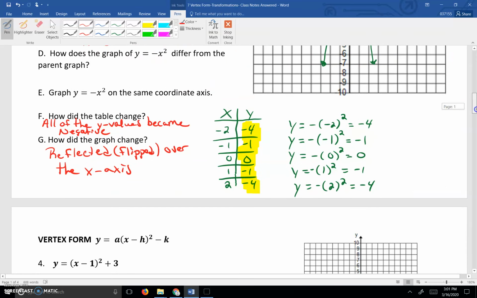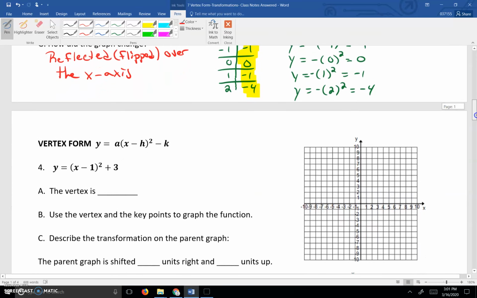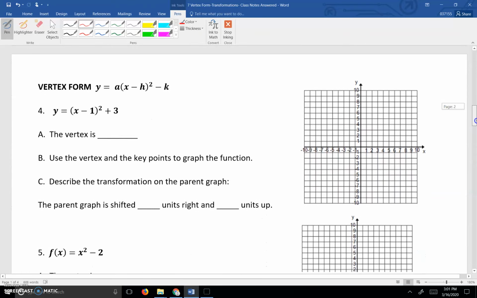All right, let's look at a couple more examples that are a little more complicated. So again, vertex form.